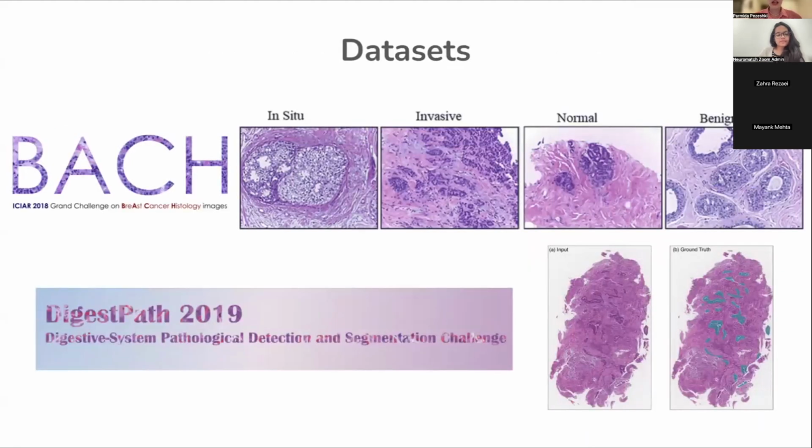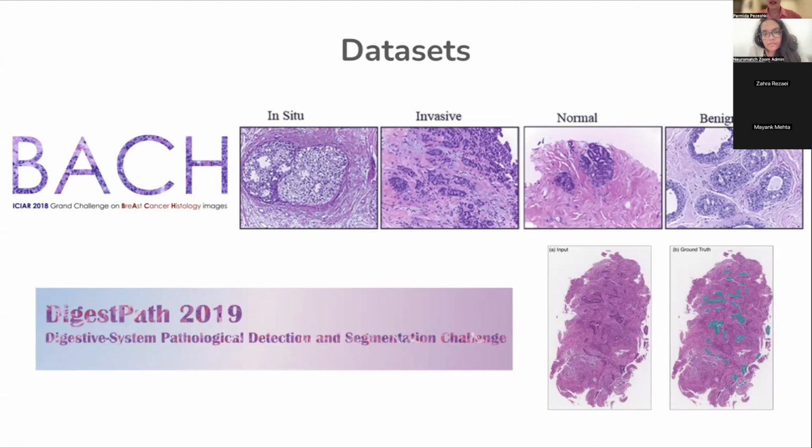So for our project, we used two data sets. The first one was the breast cancer histology images, or BACH data set. This data set included breast tissue images in four subclasses: normal breast tissue, benign tumors, in situ tumors, and invasive tumors. This data set did not have any ground truth segmentation masks provided by the authors. So for this data set, we had to generate the segmentation masks using segmentation models such as SAM or MedSAM.